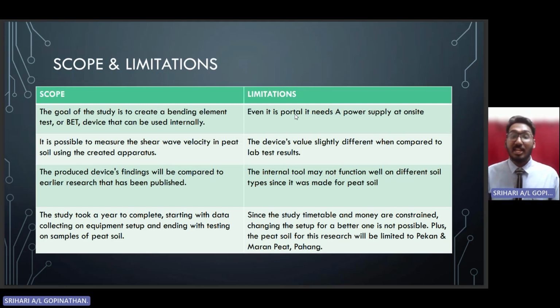The values may also differ slightly from proper lab testing. The internal tool may not function, or the soil might not be peat, which is a challenge because we cannot identify peat by the naked eye. Also, the bender element device in the lab is very costly, so if we go for a low-budget one, we need to compromise on some instruments. These are the limitations.